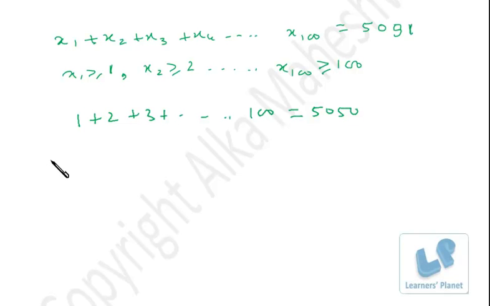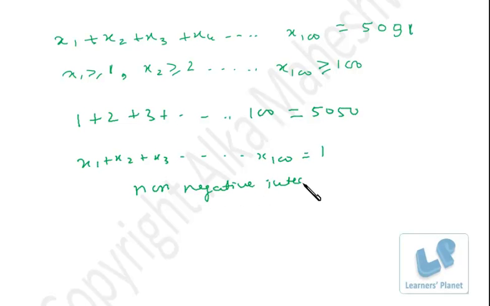Now I am left with just one object. So x1 plus x2 plus x3 till x100 is equal to 1. Now I have to solve this equation. Right? And what I have to do is find the non-negative integral solutions. Why non-negative? Because I have already filled up their bare minimum requirement.